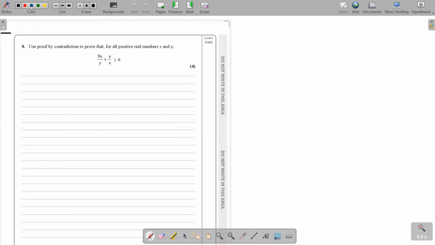So we say assume there exist positive real numbers. Use the exact same words they use in your question. Assume there exist positive real numbers x and y.